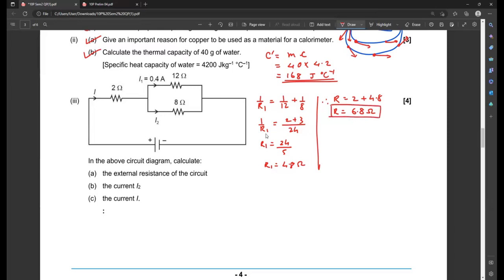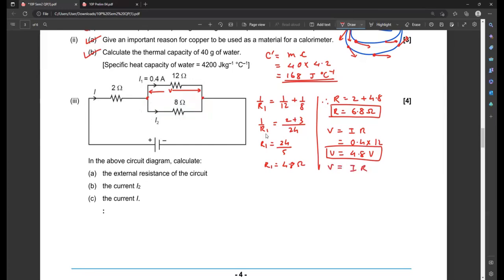Okay, now look here, this is a very important application. So over here, current 0.4 is flowing only in this branch. So therefore, the potential difference V equal to IR will be 0.4 multiplied by 12 and that will be 4.8 volt. So 4.8 volt is the potential difference across this. Because they are connected in parallel, it will be also across 8 ohms. So this is a very important application.